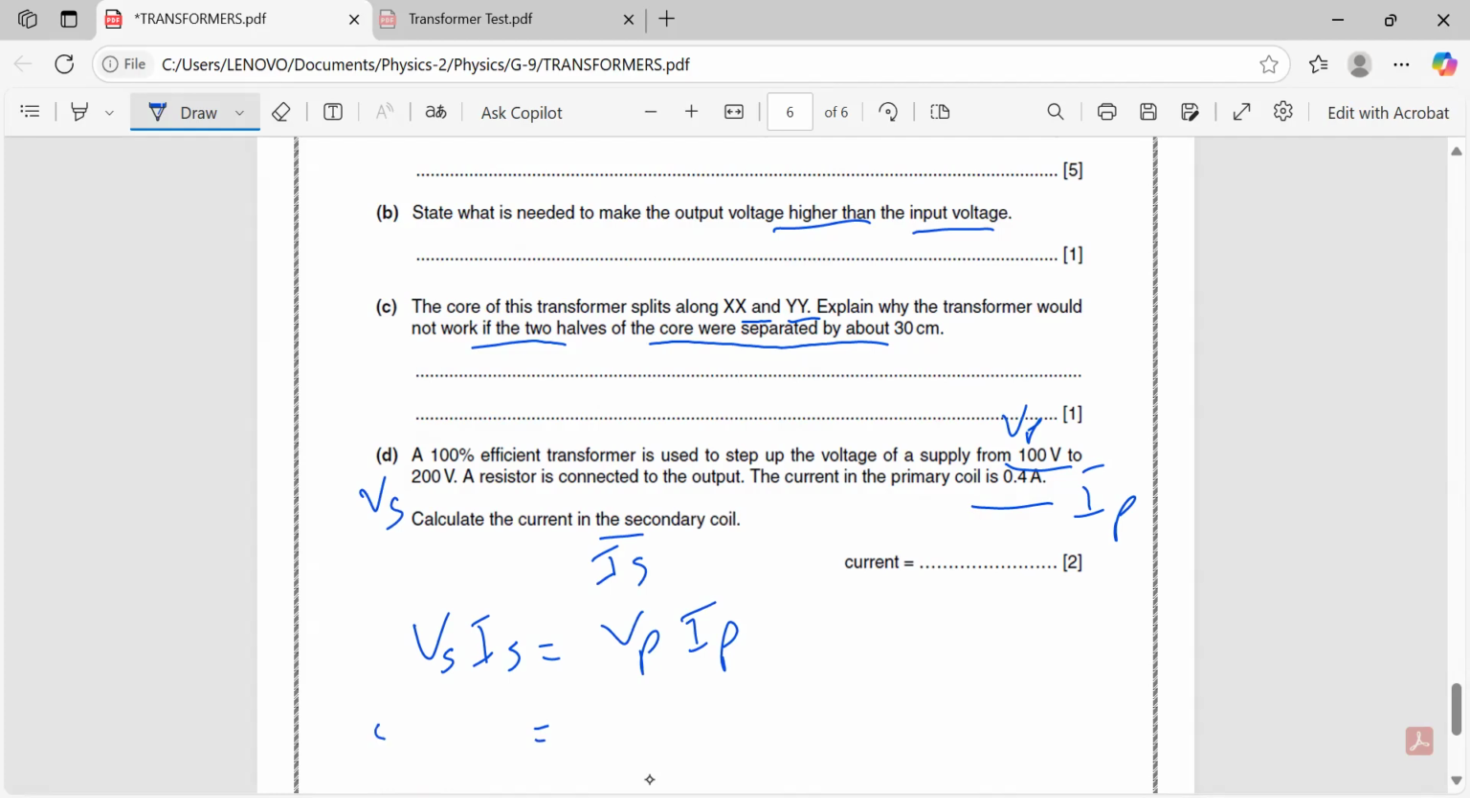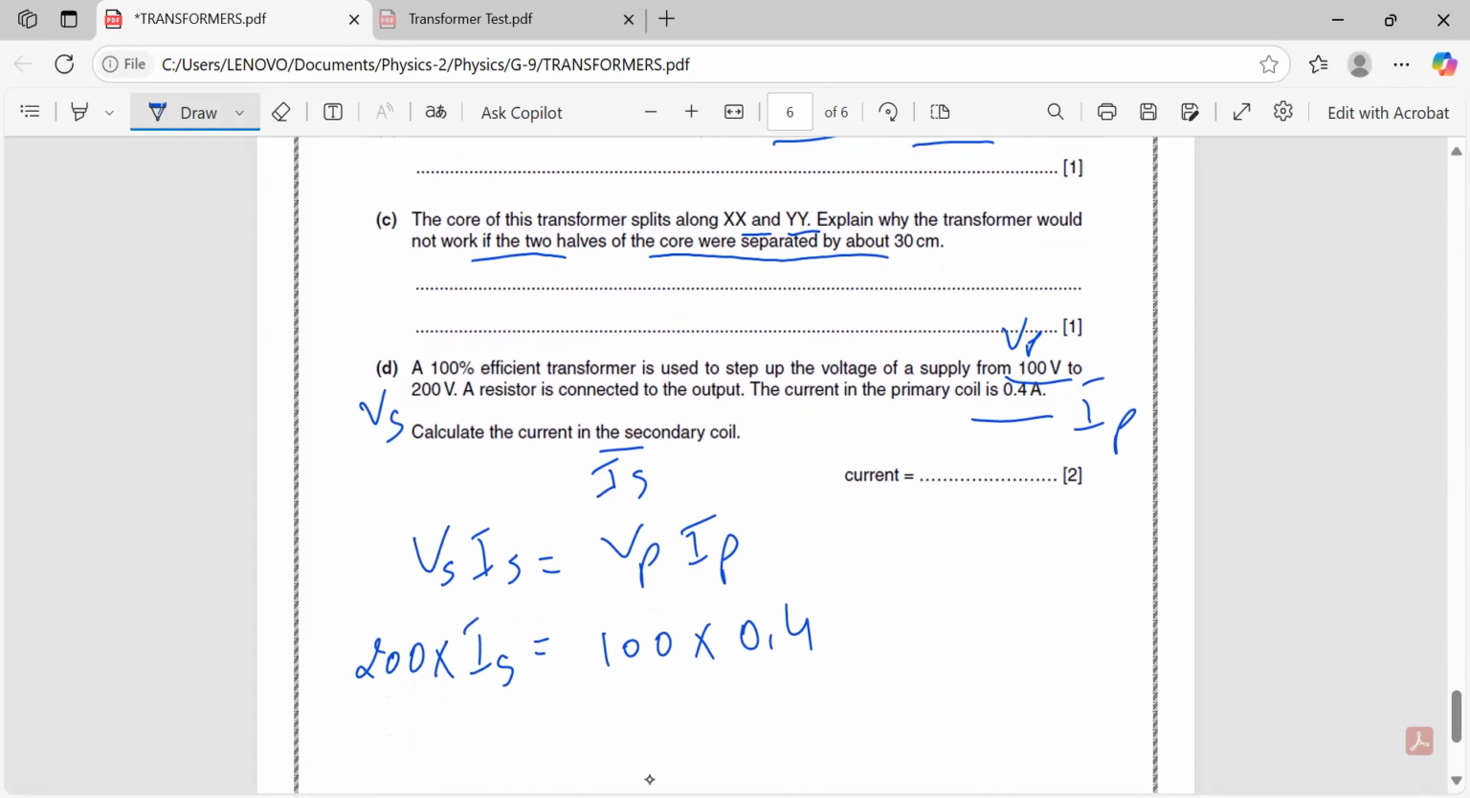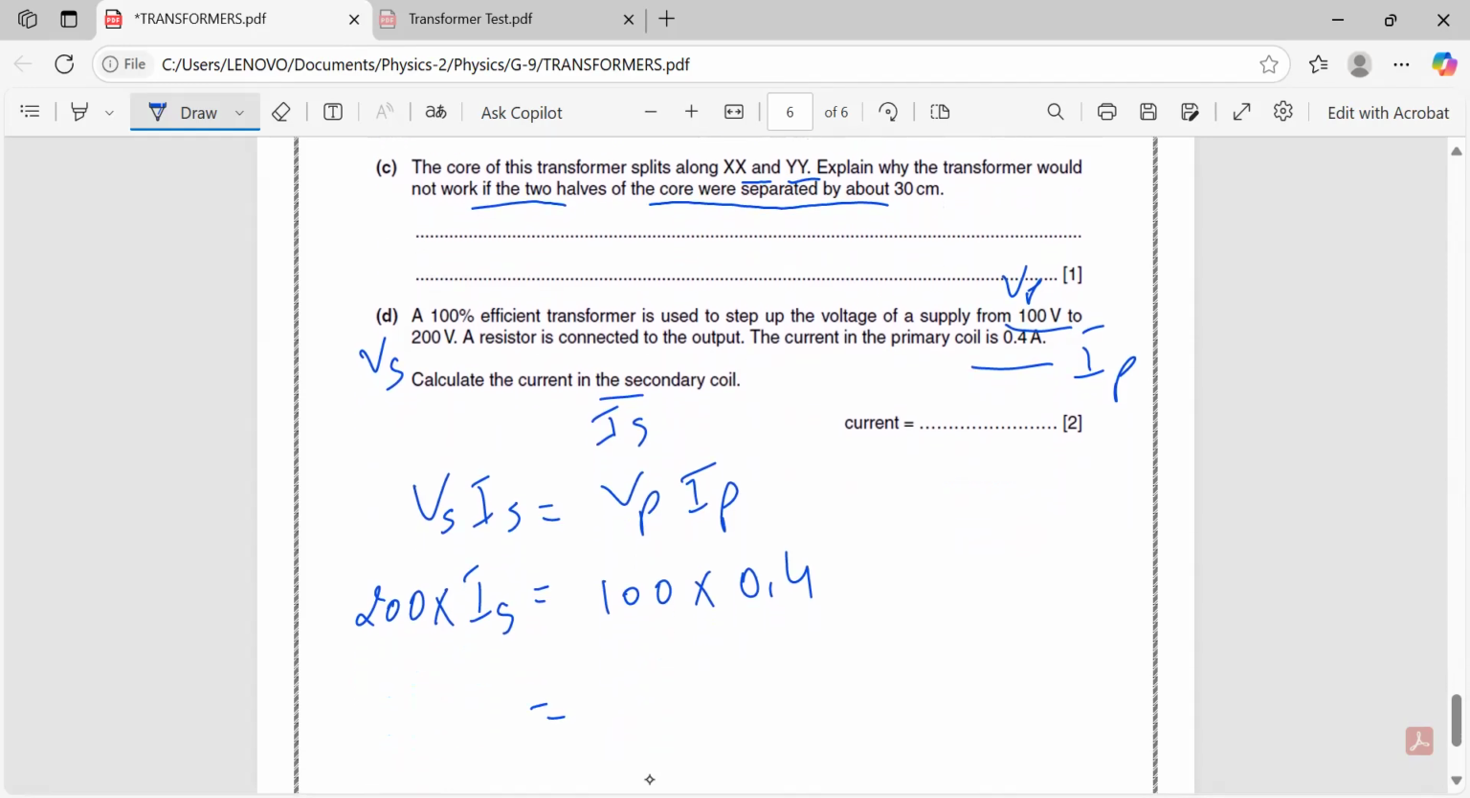Like VS is 200 times IS, which is needed. VP is 100 volts and IP is 0.4 amperes. So when you solve this question, it will be 40 over 200. We'll get IS from here. Just solve by using the calculator. You can solve it very easily. The answer will be 0.2 ampere. So I hope that the transformer topic will be clear to you.